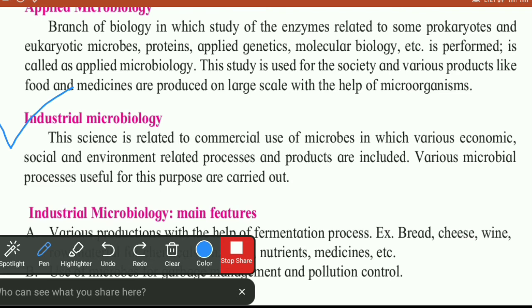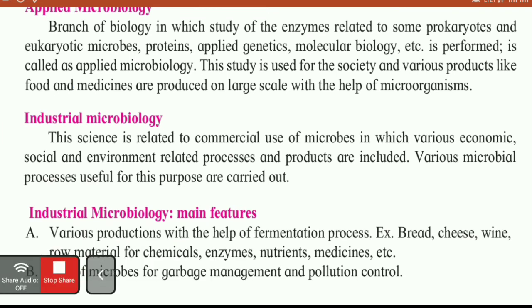So various microbial processes useful for the purpose are carried out. There are multiple microbial processes which are used in the industries for the synthesis of different types of food and different types of medicine, right? We cannot produce on a small scale in the industry. It is produced on a large scale for commercial use, for export and import. That is basically said to be industrial microbiology.